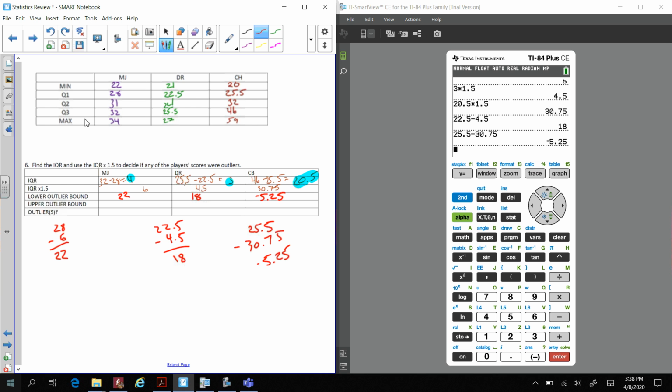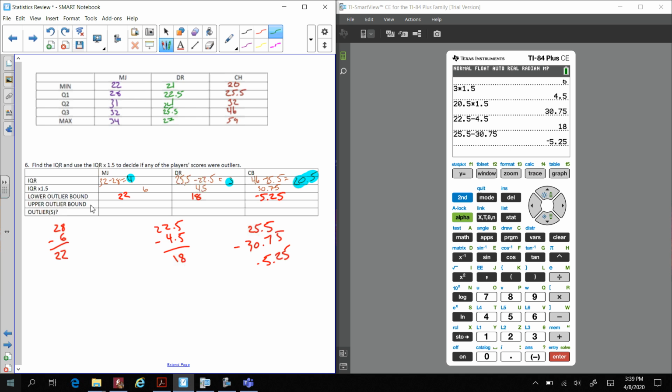Are there any outliers? Well, Charles Barkley doesn't have any. David Robinson doesn't have any values below 21. But Michael Jordan's lower outlier boundary is 22, which is the same number, and so it doesn't fall outside of that boundary, and so it is not an outlier. So in green here, let's look at the upper end.